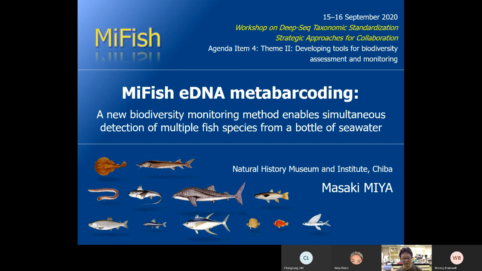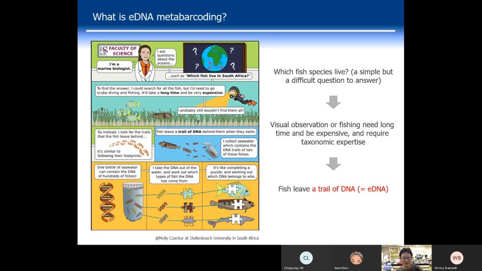And today, I'm going to talk about my fish eDNA metabarcoding, a new biodiversity monitoring method that enables simultaneous detection of multiple fish species from seawater. First of all, you may be wondering what eDNA metabarcoding is. And you may ask which species live here. This is a very simple but difficult question to answer.